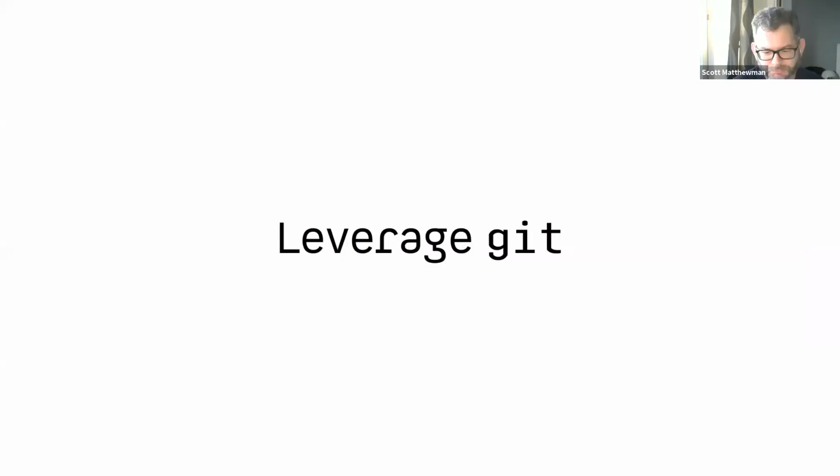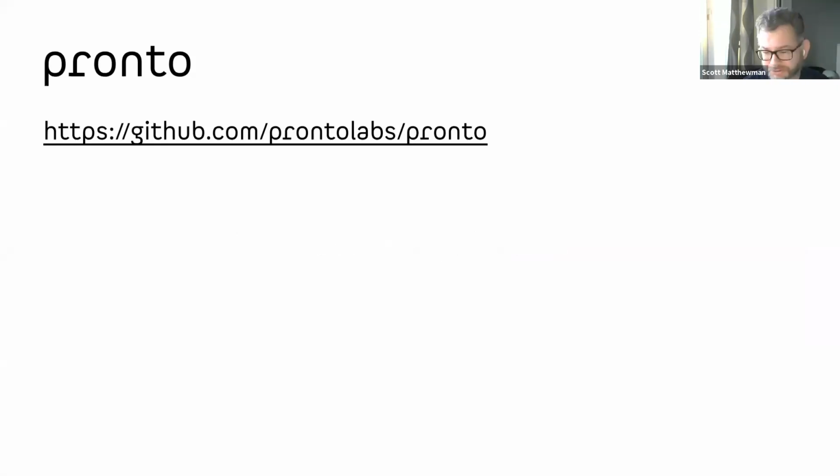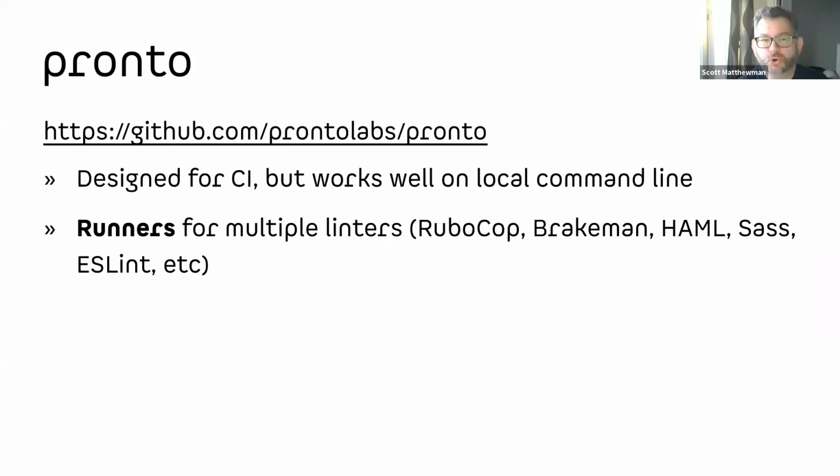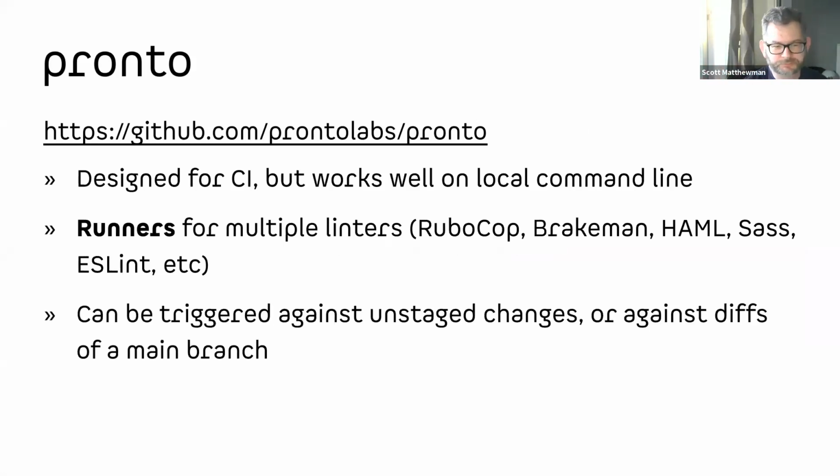We can also take advantage of the fact that all our repos are in source code control, and Git knows which lines have changed and which haven't. And there are several tools that piggyback onto that. One is Pronto. I don't know if anybody's used it before, but you have a core Pronto gem, and then you can install runners for multiple different linters, not just Ruby ones. So RuboCop, Brakeman, which is less of a linter and more of a security alert system, Haml, Sass, ESLint, all have Pronto runners.